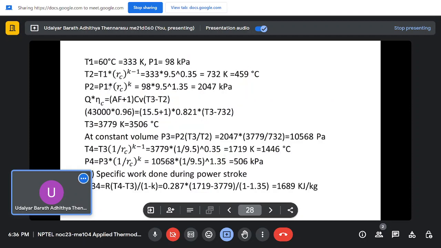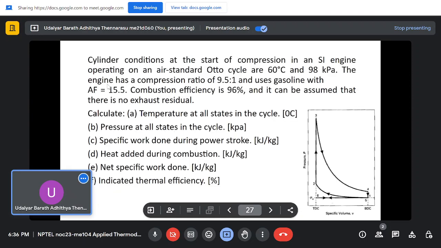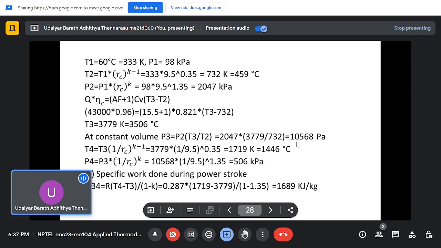So if we know that, then this is a constant PV raised to power gamma, reversible adiabatic. So PV raised to power K we assume. So in that case we'll know that T2 equals T1 into RC, the compression ratio V1 by V2, raised to power K minus 1. So on substituting, RC is 9.5 compression ratio, and we know temperature at the start 333, and K we are assuming 1.35 for air, so 0.35.